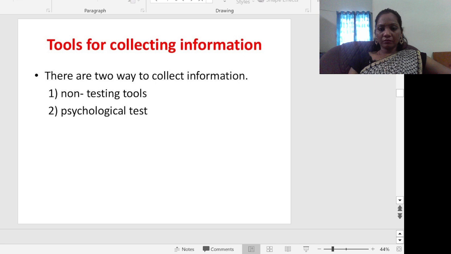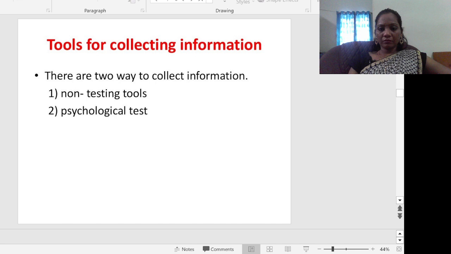So if you want to give any guidance and counseling to any person, it can be a student, a client, a patient, family members or a community, you need to collect some information first. Only then can you give the relevant counseling and guidance. So what are the tools of collecting information?